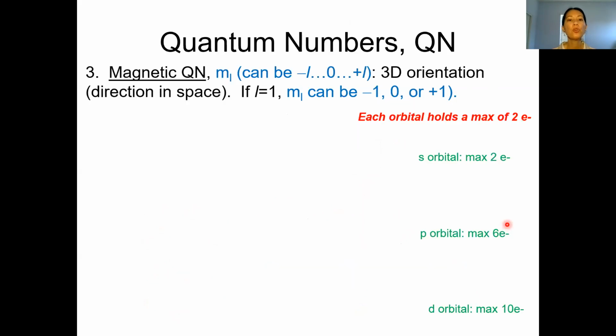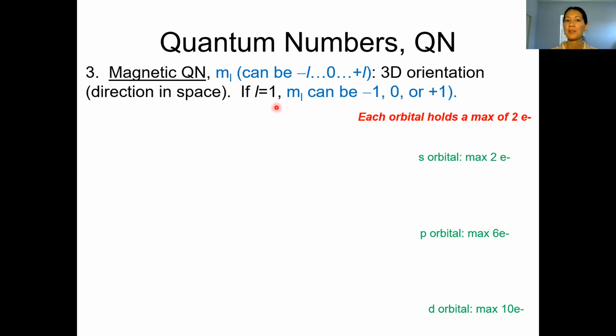Okay. The third quantum number is the magnetic quantum number. We give this an m sub L notation because it is dependent on L. So just remember, this is related to L, which dictates the shape. So the possible numbers are minus L to 0 to plus L. Okay, let me tell you what this is. This actually gives the 3D orientation or direction in space. So if L equals 1, m sub L could be minus 1, 0, or plus 1.